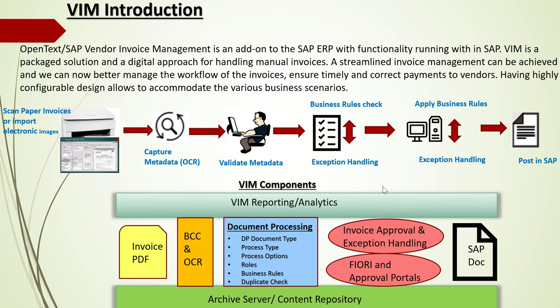Then we have already discussed invoice PDF. We have the initial version of ICC, Invoice Capturing Center. Later, in S/4HANA, they came up with BCC, Business Capturing Center, and later IES. In this way, we have the processing centers and the document processing DP types, process types, and process options. These are the configuration parts we can cover in this training. Business rules and duplicate check, invoice approval and exception handling we will also cover.